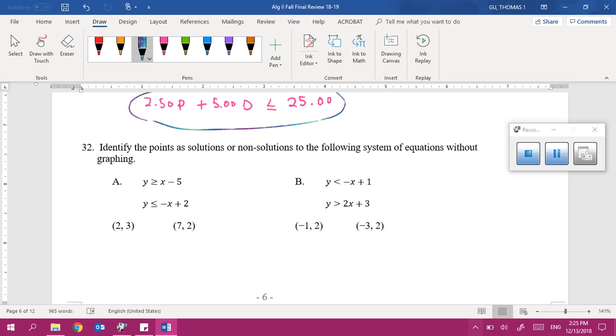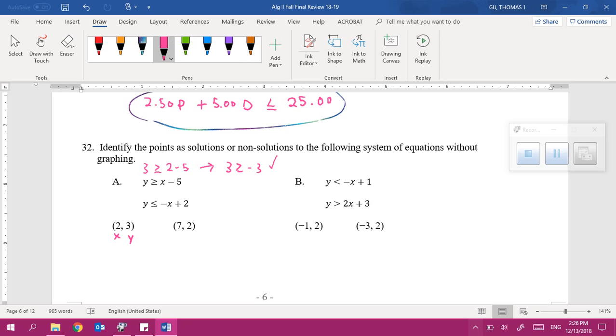So for this very first point, we've got 2 and 3. The 2 is the x. 3 is the y, so we're going to plug it into each of these equations. If we substitute the 3, it's going to be 3 is greater than or equal to 2 minus 5, and that would turn into 3 is greater than or equal to 2 minus 5, which is negative 3. Is that true? Yes, it is.